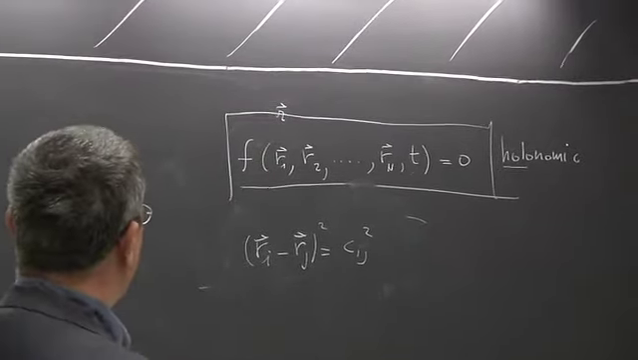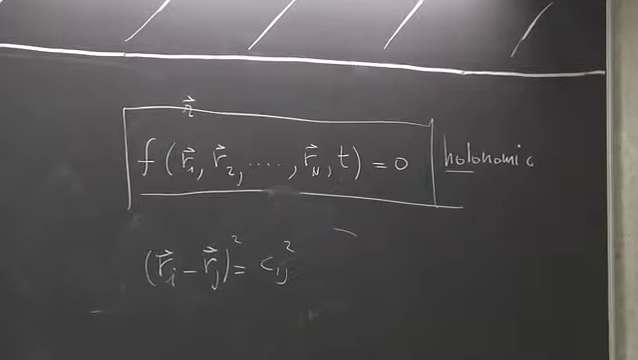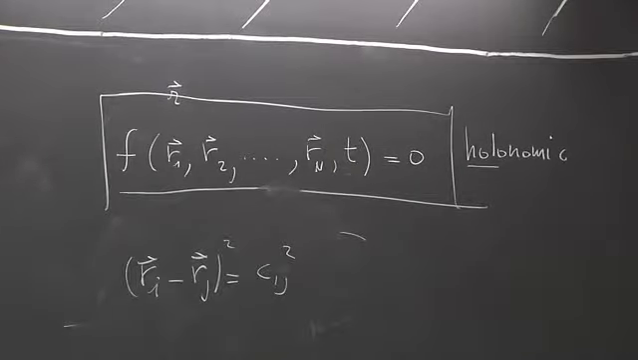So you may wonder, okay, this is the holonomic, but what is an example of non-holonomic constraint?